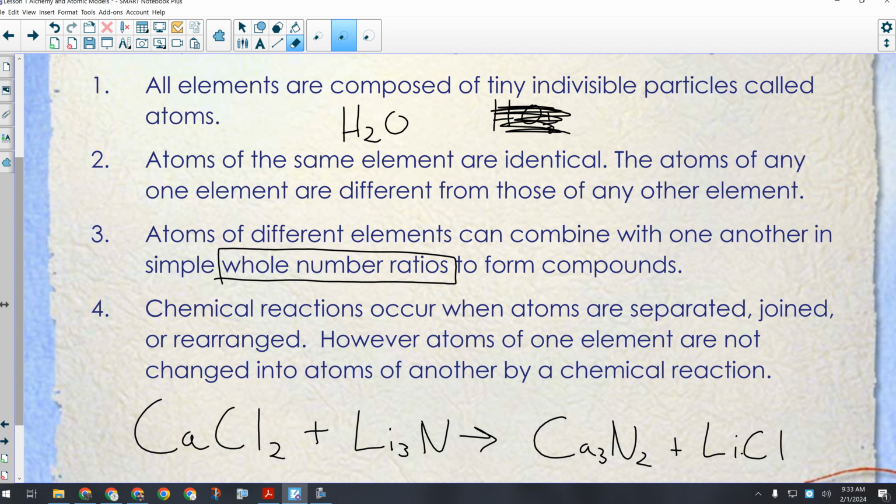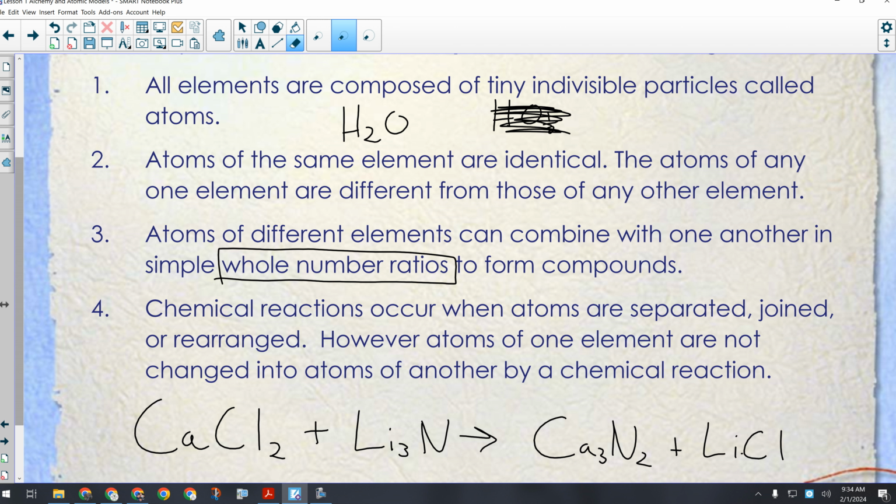And the last thing, the 4th point, was the nail in the coffin for alchemy, the people trying to turn lead into gold. In a chemical reaction, atoms can be separated. So if I had water here, I could separate it into hydrogen and oxygen. That's what he means by that. It doesn't mean you can pull atoms apart. It means you can pull the atoms in a compound away from each other.